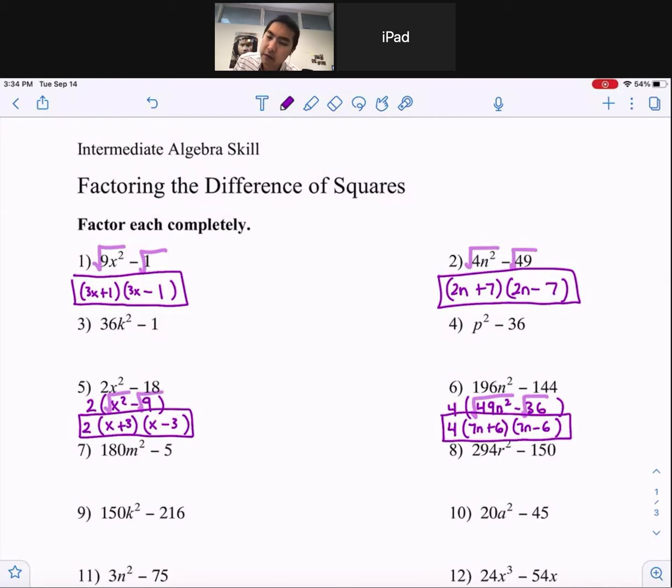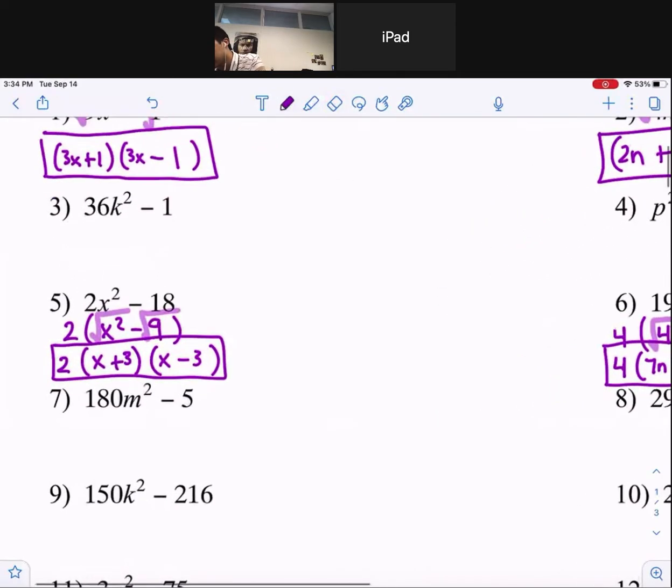Number 7. 180 and 5 are not perfect squares, but you can factor out a 5 from both to get 36m squared minus 1. The 36m squared and the 1 are perfect squares, so 5. And then we're going to get 6m, 6m, and 1. Plus and minus.